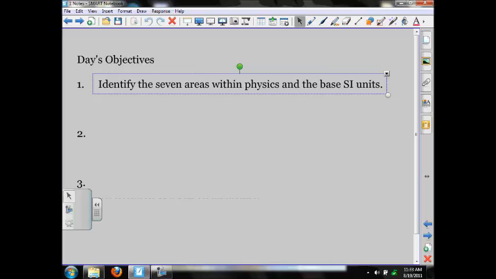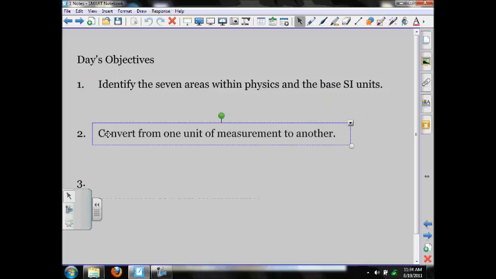Anyway, today's objective, the first couple are for the notes, which should be pretty painless today. By the end of the day today, you should be able to identify the 7 areas within physics, as well as the base SI units. Those are things you've seen and done before. Convert from one unit of measure to another, doing unit analysis, canceling units. Again, you've done that in honors physics, I hope.